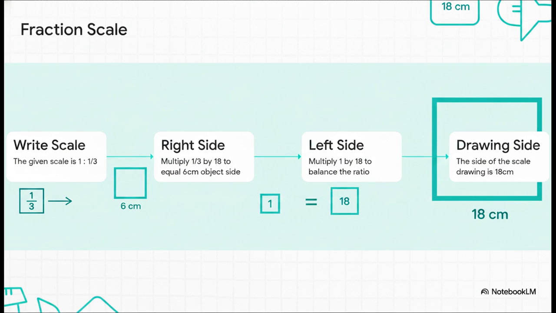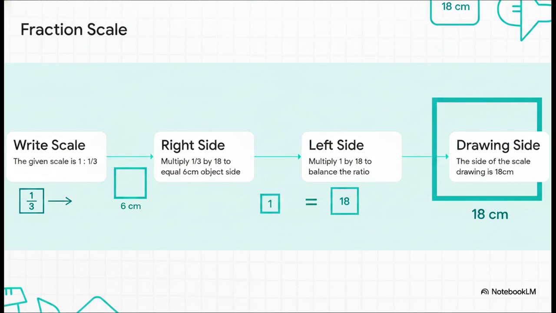Step 3, how do we turn 1/3 into 6? We have to multiply it by 18, because 18 divided by 3 is 6. Step 4, we balance the ratio. If we multiplied the right side by 18, we literally have to multiply the left side, the 1, by 18. 1 times 18 is 18, so the side of the scale drawing is 18 centimeters.